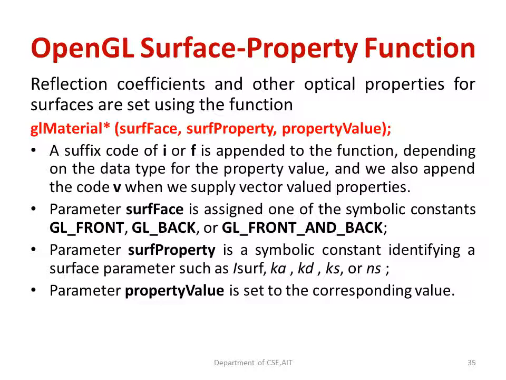Next we have the surface parameter. This surface parameter can be the surface intensity, which is called ISURF, or it can be the ambient reflection coefficient Ka, or the diffuse reflection coefficient Kd, or the specular reflection coefficient Ks, or the specular reflection exponent Ns. And then the last value will be what is the value. That means it can be a floating number or an integer value. You are going to specify the value. So the material property can be described in terms of these three parameters.